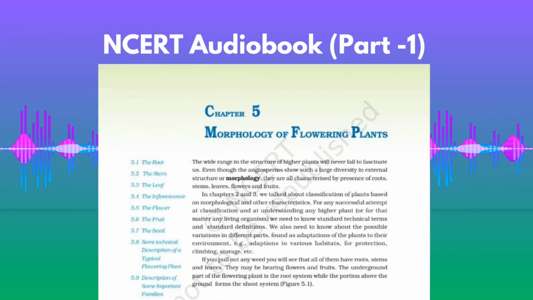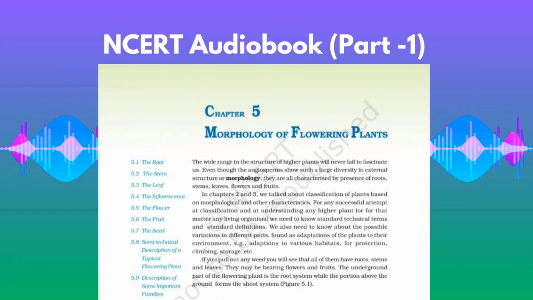5.2 The stem. What are the features that distinguish a stem from a root? The stem is the ascending part of the axis bearing branches, leaves, flowers, and fruits. It develops from the plumule of the embryo of a germinating seed. The stem bears nodes and internodes. The region of the stem where leaves are borne is called a node, while internodes are the portions between two nodes. The stem bears buds, which may be terminal or axillary.